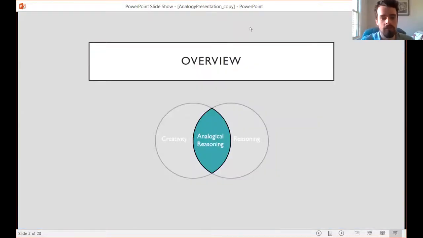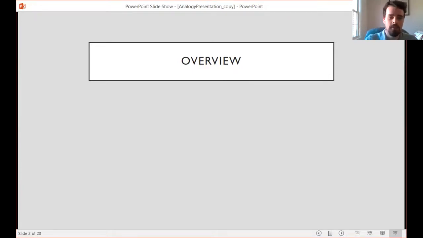Just as a bit of an overview, our lab is broadly interested in creativity, but also reasoning. And for a long time, those abilities are thought to have been separate. But one way that we found to bridge the connection between these two abilities is through the lens of analogical reasoning. And that's what I'm going to talk to you about today. So I'm going to take you guys on a bit of a journey.